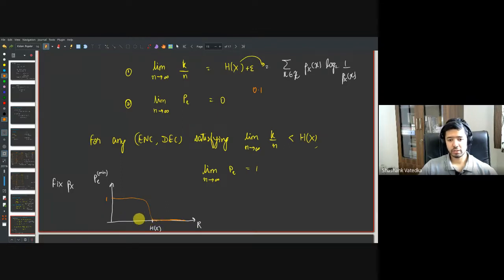The smaller the rate you try to target, the larger the probability of error for a given n. But asymptotically, as n tends to infinity, this will tend to 1, whereas in this regime it will tend to 0. So for finite n it is not exactly going to look like this, but as you let n tend to infinity, it's going to get closer and closer to this sort of step curve.